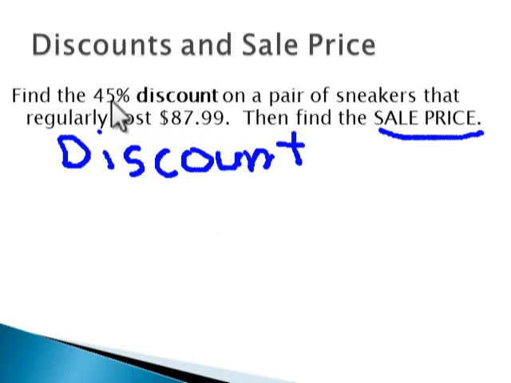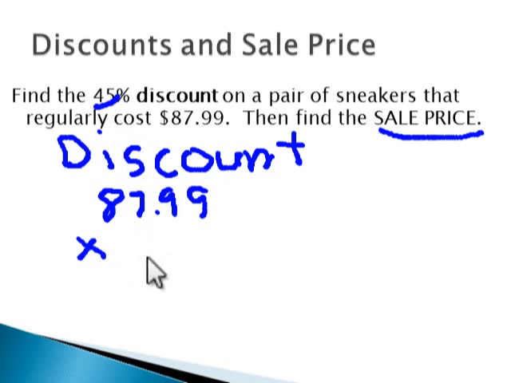Okay, so to find the discount, it's the same procedure. We're going to take 45% of the cost. So that means we're going to multiply $87.99 times 45% turned into a decimal. So move the decimal point 2 places to the left, and we get 0.45.